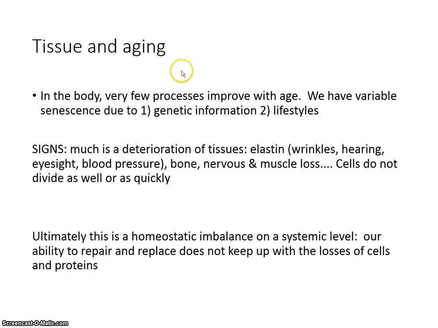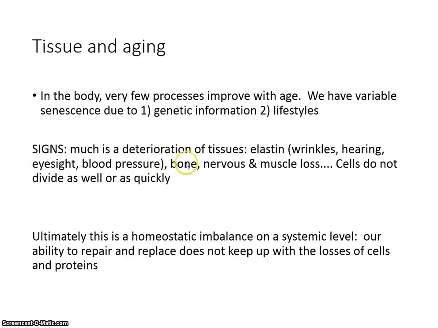Okay? And tissue and aging, right? There aren't many things that improve with age. We've got to be honest. We have variable senescence. Again, this has to do with aging, that period of senescence, kind of settling down, if you will, right? Due to our genes and the way we've lived our lives. So in other words, we all age differently.